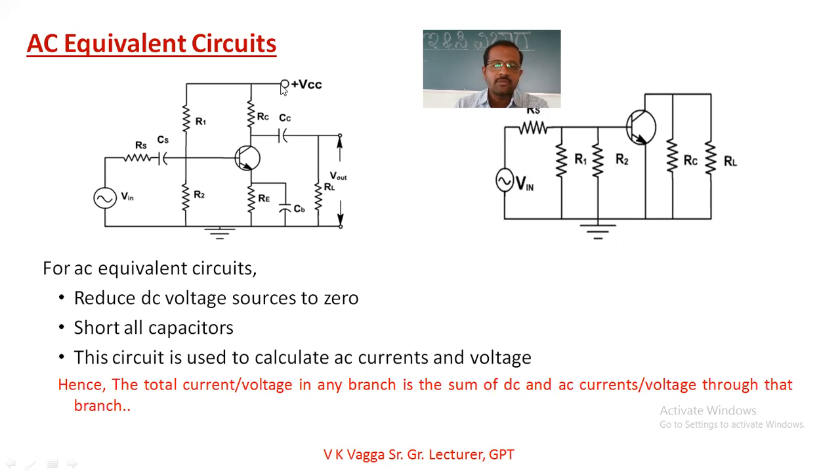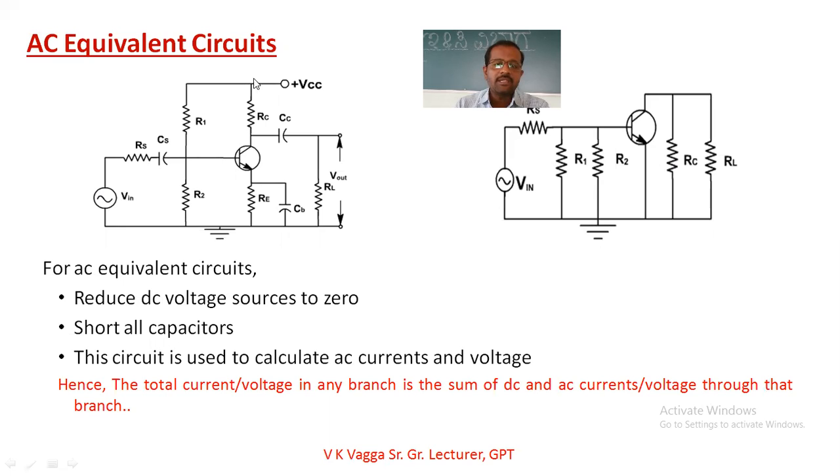If you do the arrangement according to the rules, reducing the DC voltage to zero means it is connected to the ground here. In the same way, shorting the capacitors means they are short circuited here. So you get the circuit in this way. This is the input voltage, connected to the series resistance, and it is connected to the base here. So this is an input AC voltage, this is RS, and it is connected to the base here. And in this case R2 is connected to the ground, so this R2 is connected to the ground here.